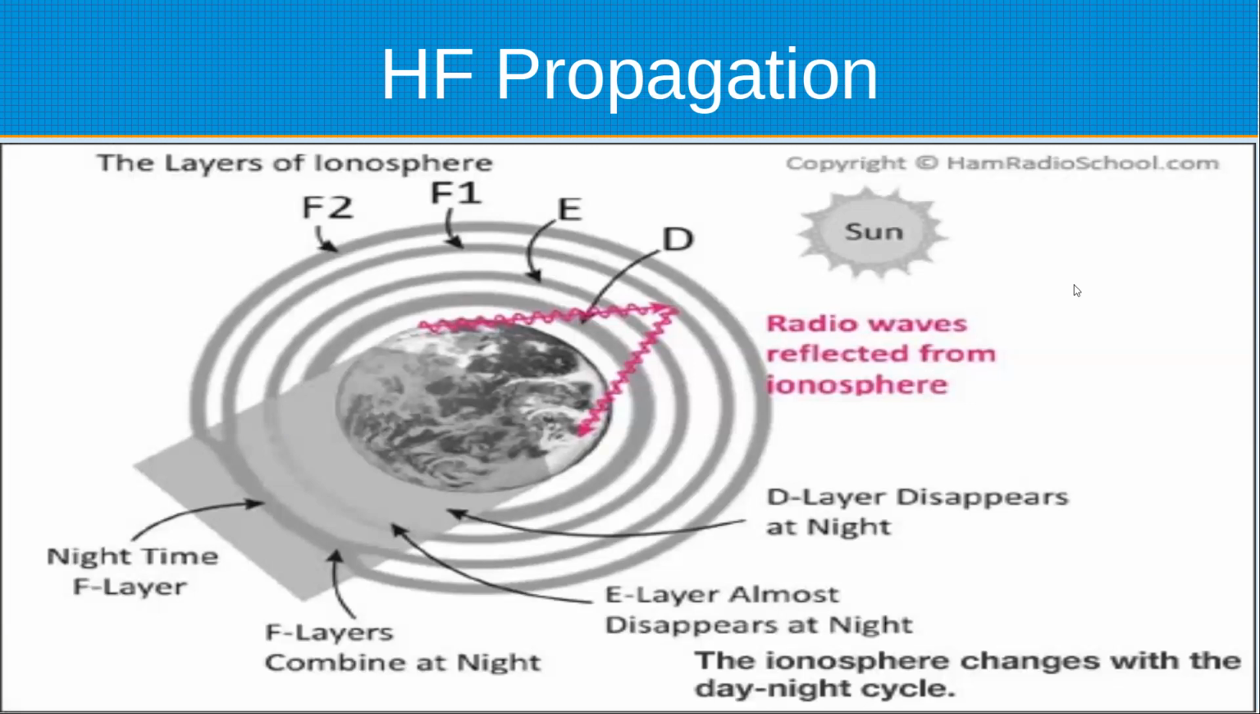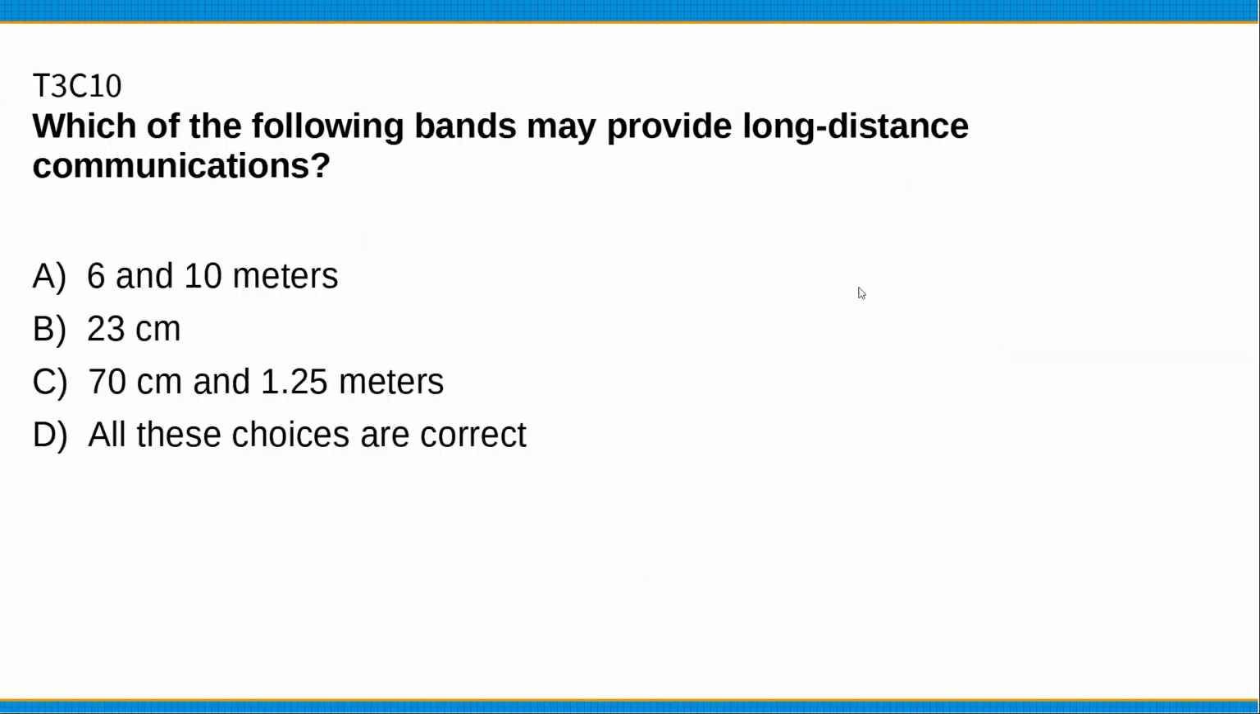So, which of the following bands may provide long distance communications? HF. UHF. And obviously all these choices are correct is incorrect.